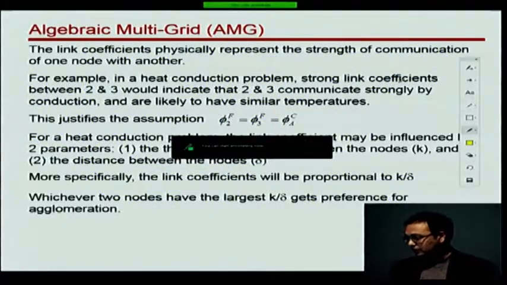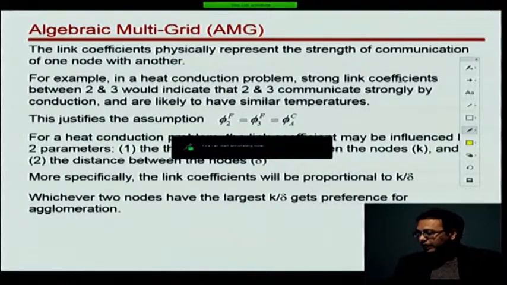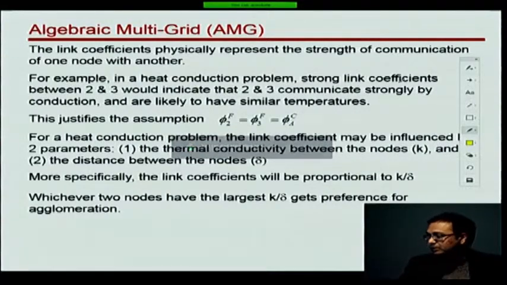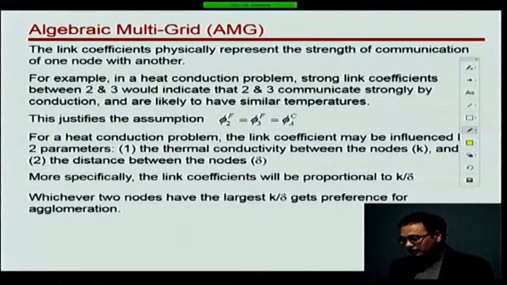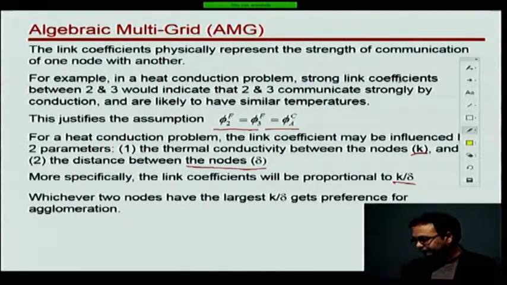Okay, so as I said here, the link coefficients physically represent the strength of communication. In a heat conduction problem, strong link coefficients between 2 and 3 would indicate that 2 and 3 communicate strongly by conduction and are likely to have similar temperatures, and therefore this approximation would be more valid. And this is the example I was giving, that you have to look at the ratio of k over delta. Right here. So that's the logic we follow.